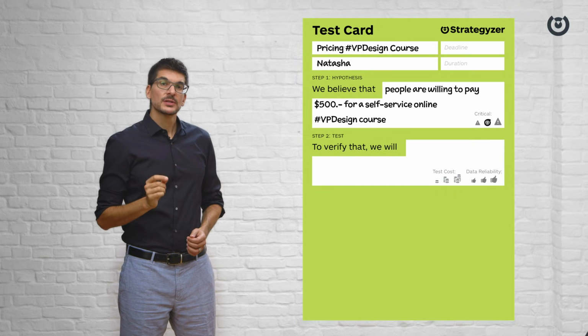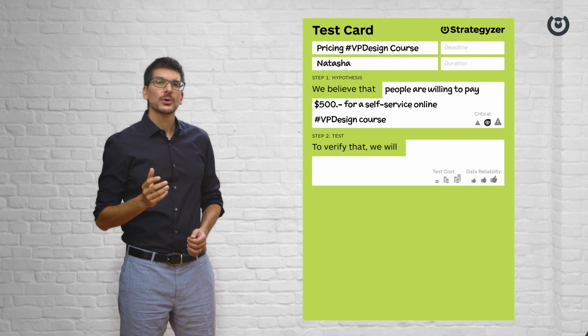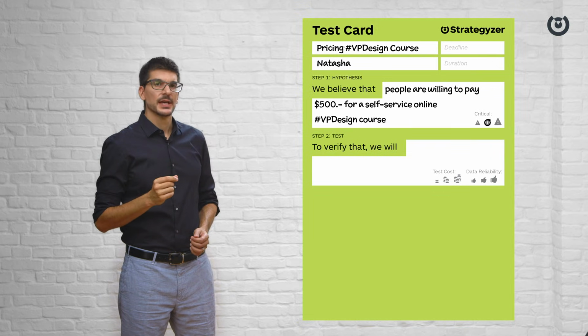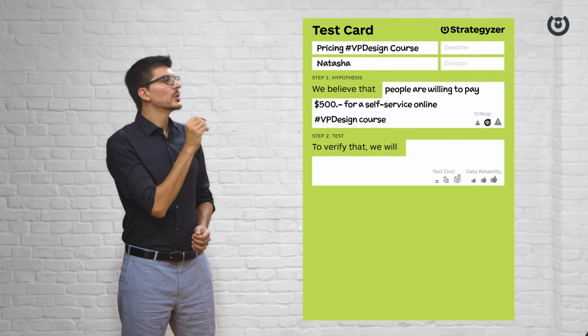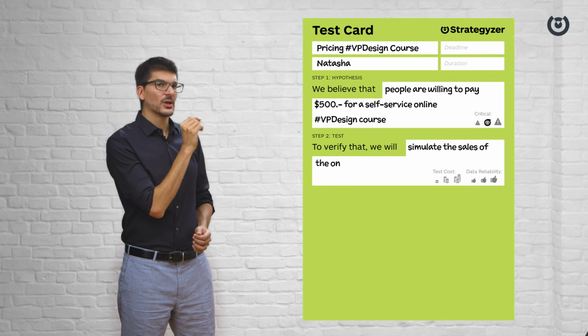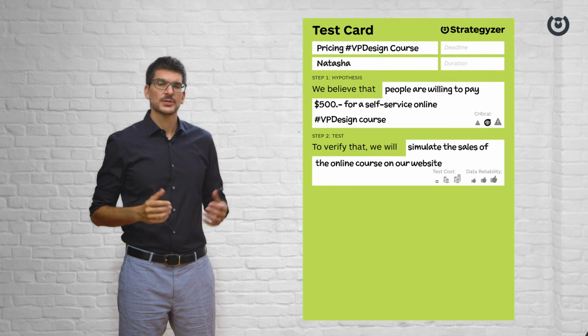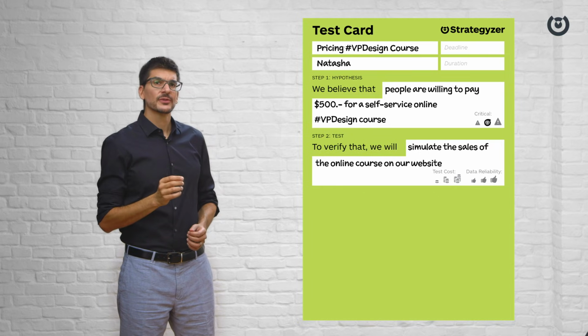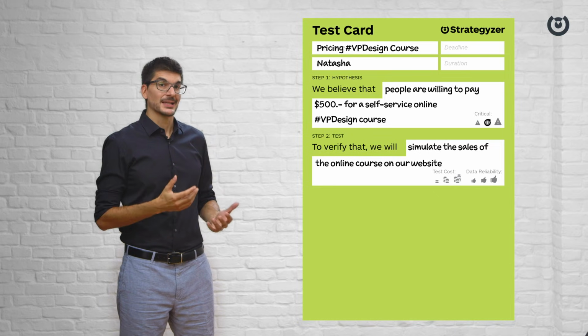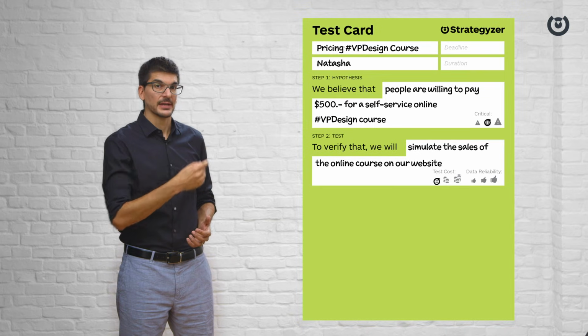So we're going to describe here what we're going to verify, what we're going to test. In our case, we said, to verify that, we will simulate the sales of the online course on our website. That was a test we're going to perform. And here we have to describe, of course, how much this test costs. Let's circle that in our case.